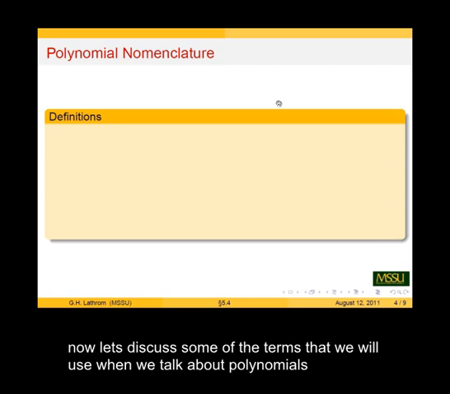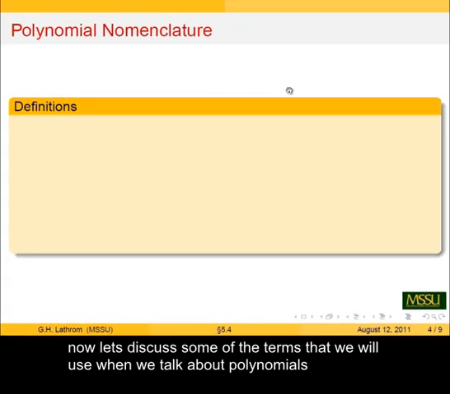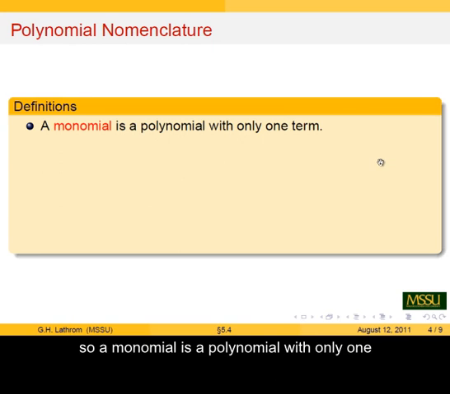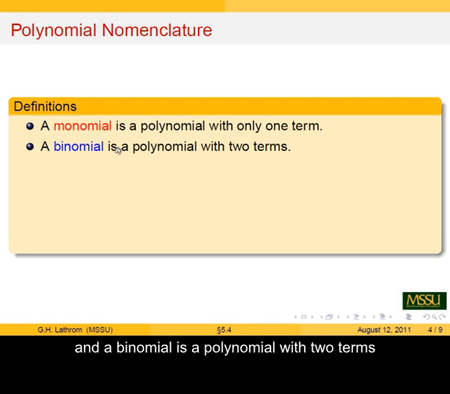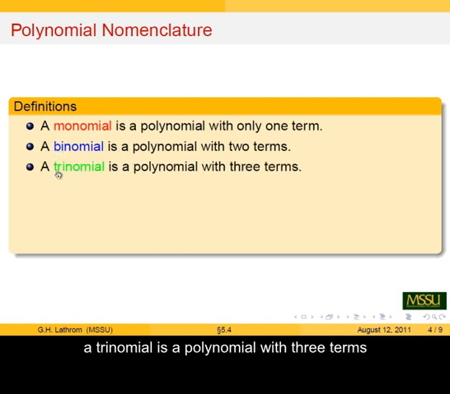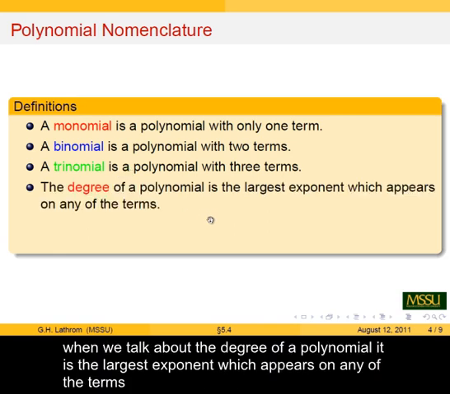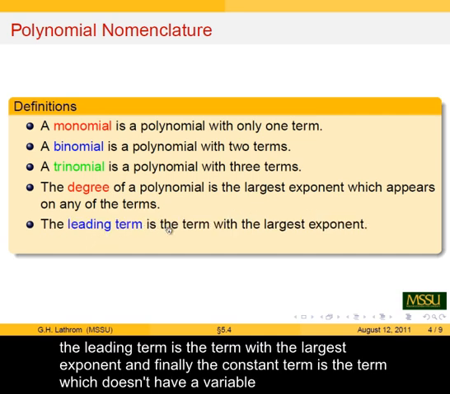Now let's discuss some of the terms that we will use when we talk about polynomials. A monomial is a polynomial with only one term. Mon meaning one. A binomial is a polynomial with two terms. A trinomial is a polynomial with three terms. The degree of a polynomial is the largest exponent which appears on any of the terms. The leading term is the term with the largest exponent. And finally, the constant term is the term which doesn't have a variable.